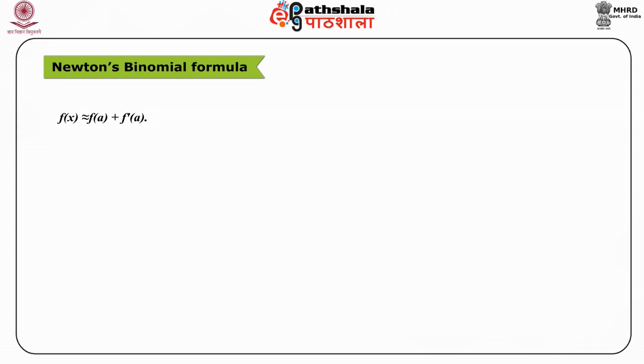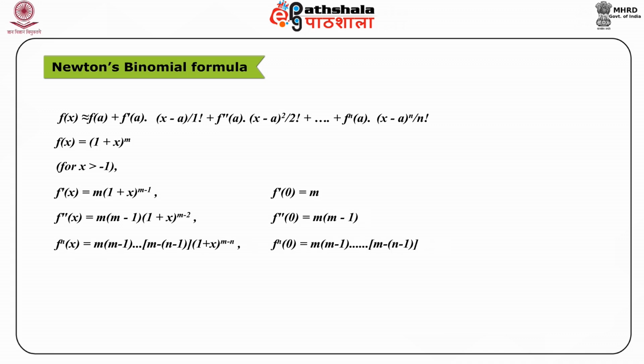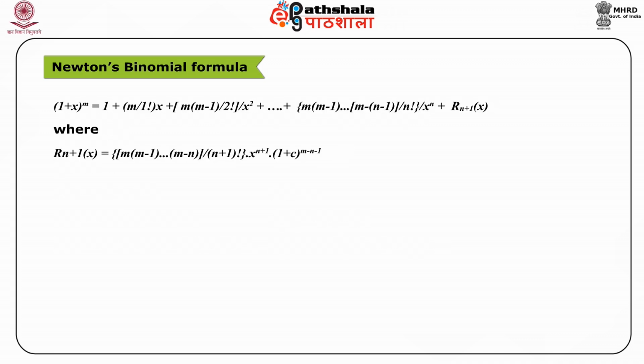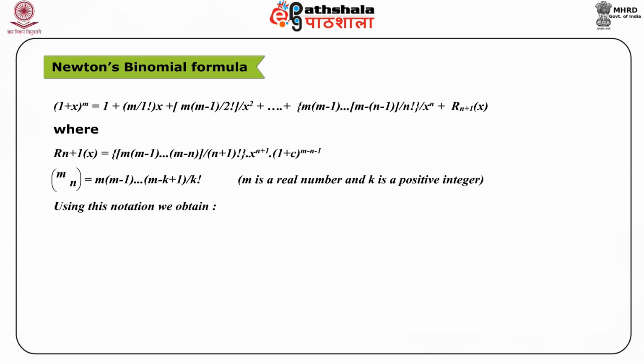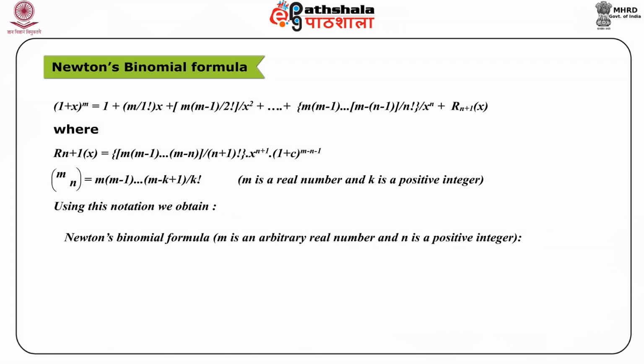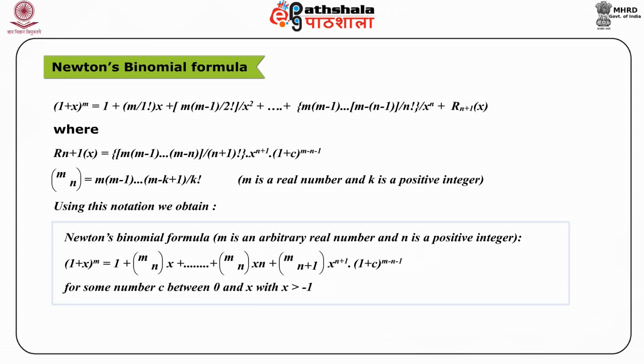Newton's binomial formula can be obtained using Taylor's formula. Applying Taylor's formula to f(x) equals (1 plus x) raised to the power m, where m is an arbitrary real number, we get, for x greater than minus 1, the following. Substituting into Taylor's formula gives us the next expression. To simplify the notation, we introduce the definition. Using this notation, we obtain Newton's binomial formula, where m is an arbitrary real number and n is a positive integer.